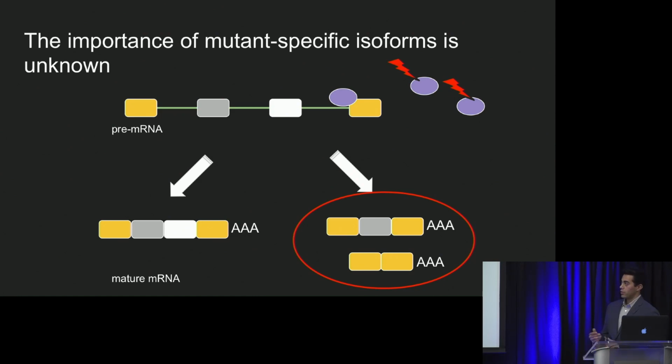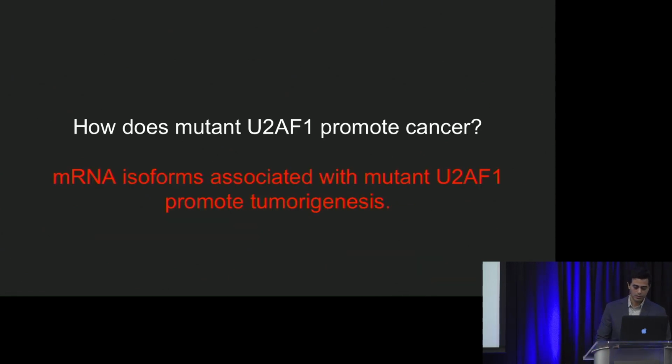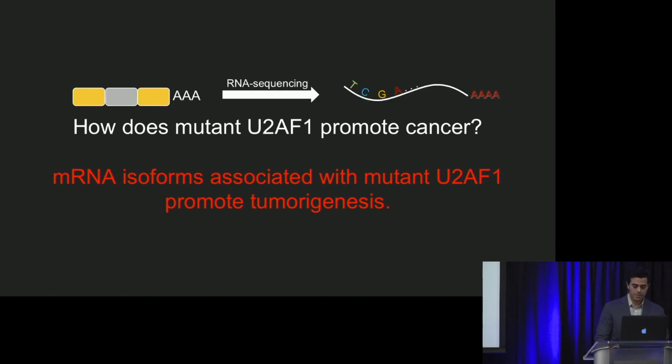And so a question that remains unanswered that we're interested in following up on is, what is the function of these mRNAs that we only see in the presence of this mutation? Could they possibly be providing some advantageous characteristic to tumor environments? And so our working hypothesis right now is that these mRNA isoforms associated with this mutant U2AF1 are somehow promoting tumorigenesis. And so how do we answer this question? Well, we have to do some sequencing, of course.